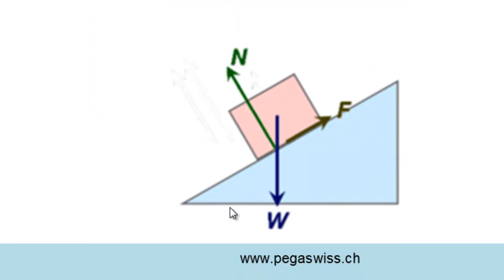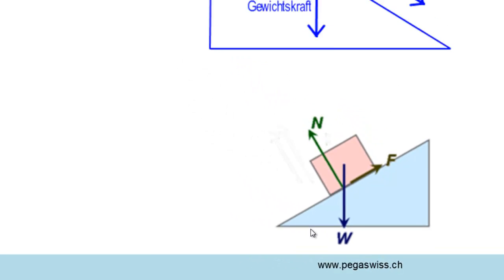The second illustration, in which all forces are correctly marked, is from an English-speaking area. The body is affected by the weight force and by a force from the support. The second force can be divided into the components of normal force and friction force.